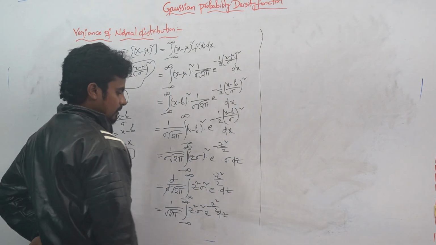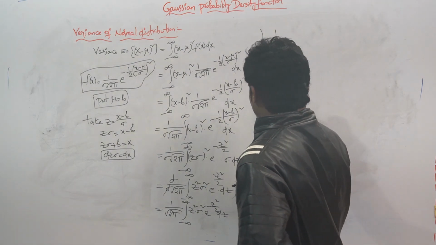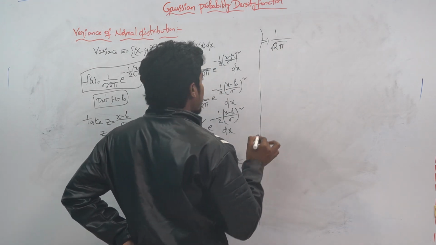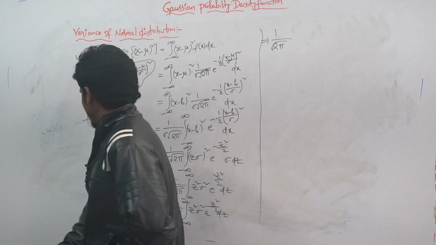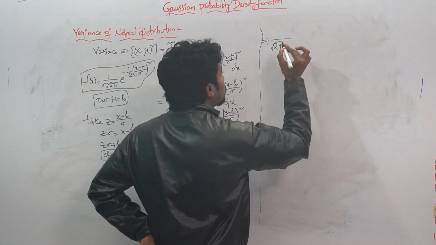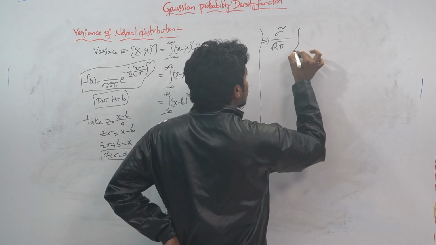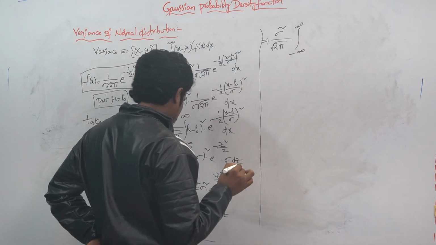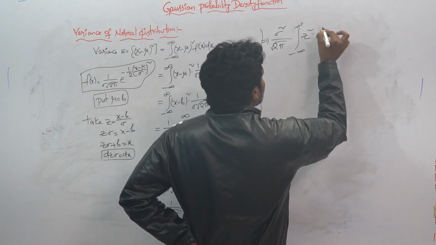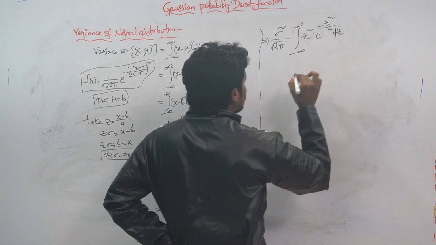Next, this will be 1 divided by square root of 2 pi, and here put the sigma square outside. How much you will get? That will be sigma square divided by root 2 pi into integration from minus infinity to infinity of z square into e power minus z square divided by 2 into dz.